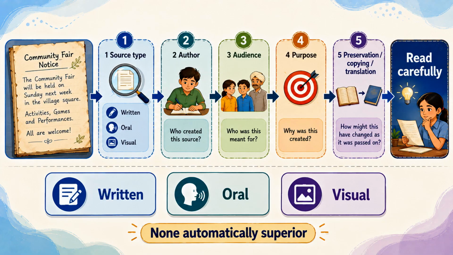Follow the source through the 5 gates. First, identify its type, then ask who created it, who it was meant for, and what purpose it served. After that, consider how preservation, copying, or translation may have affected the version that survives. This routine brings together the lesson's main ideas and reminds us to read written, oral, and visual sources carefully rather than trusting one form automatically.